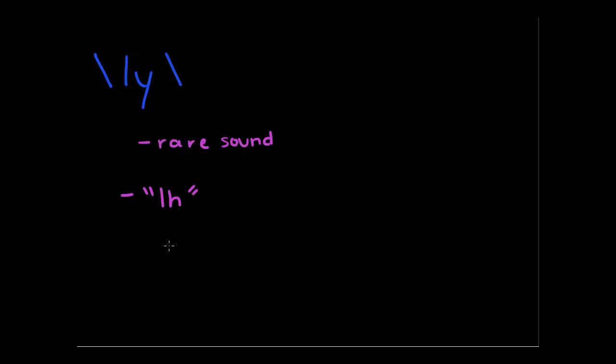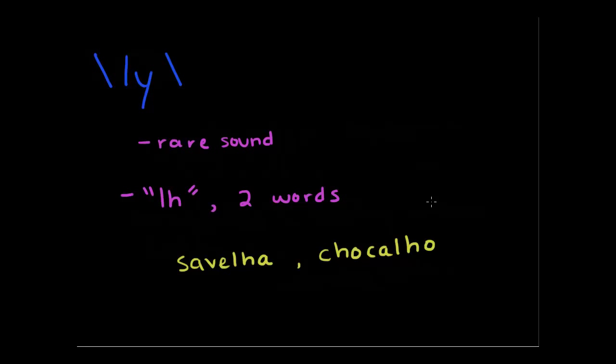There are only 2 words in the whole dictionary that spell it with LH, and those 2 words are Savelia, which we just saw a couple seconds ago, and Chocalho, which is spelled like this. Again, we have the lia in there. Savelia, chocalho. These are the only two words using that. So if you ever get one of these two words, it's going to follow this rule. Otherwise, you're probably not going to hear the sound at all. Just know these two words for this rule.